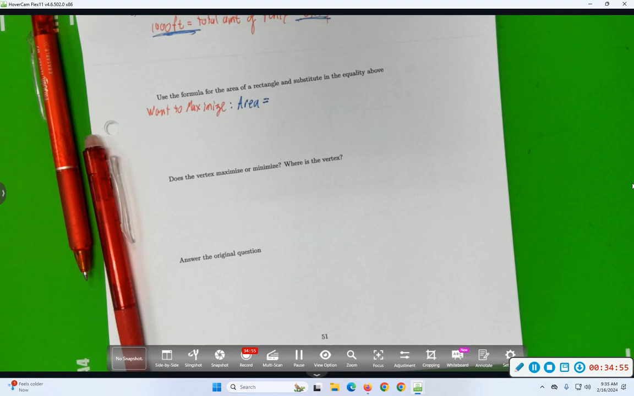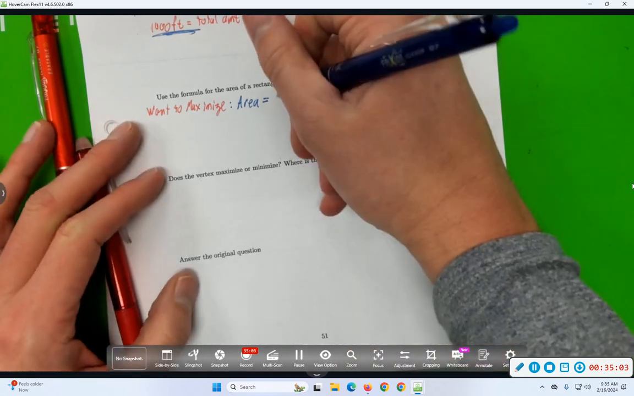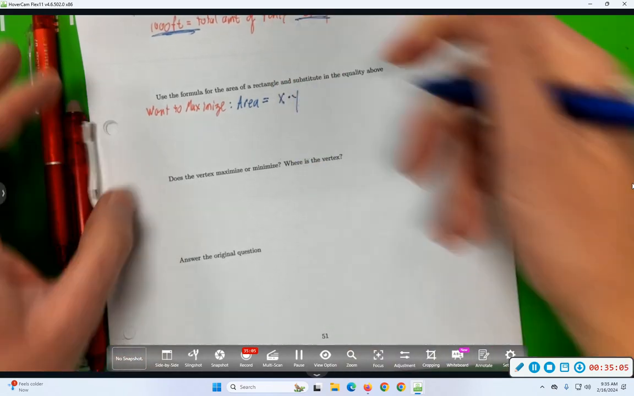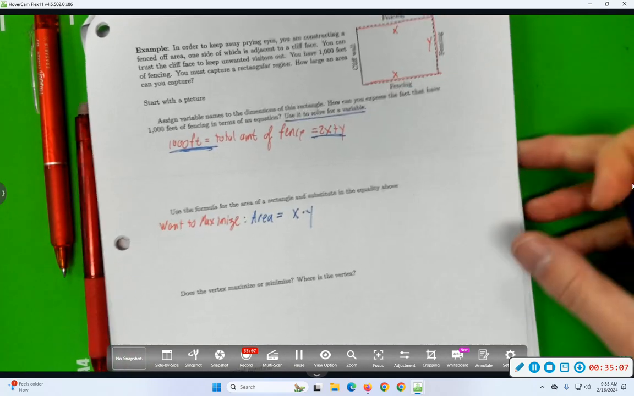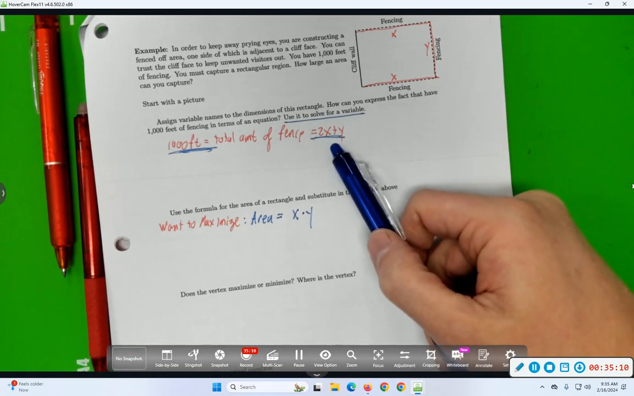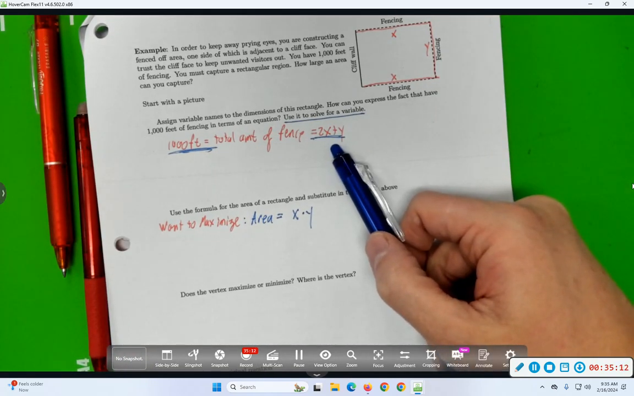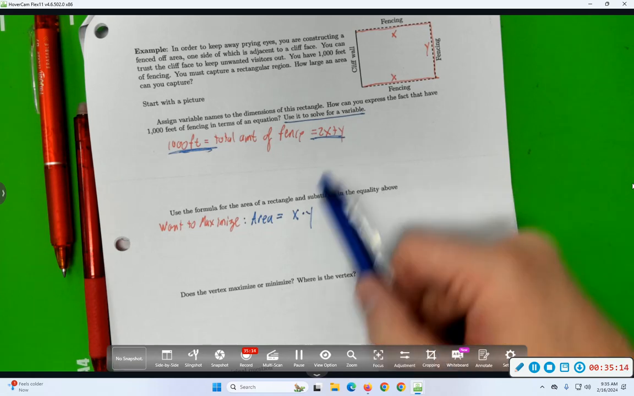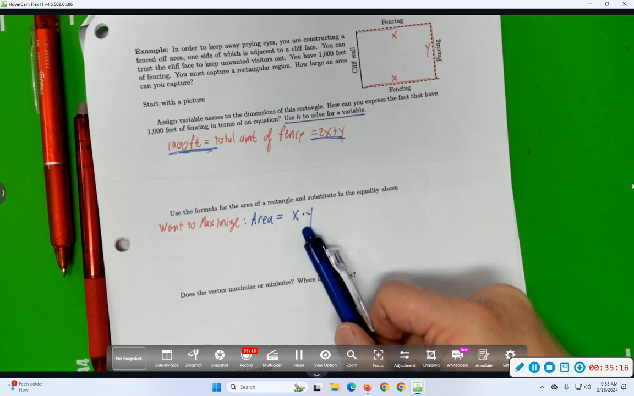What's the formula for the area of a rectangle of side length x and y? Cool. So here's the strategy. That looks like you could solve that for x or y, take your pick. Take whatever you get, plug it into this. Now you'll have a degree 2 polynomial equation, degree 2 polynomial function, a quadratic function.